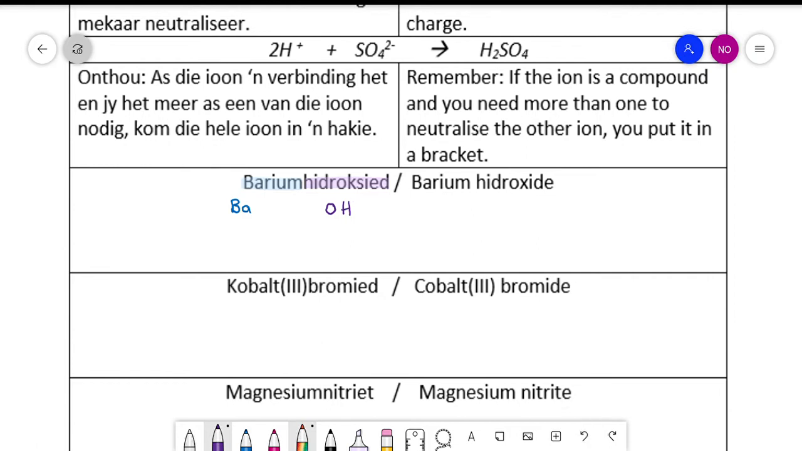Now if you're there, you have to know where to get the charges. So barium we read from the periodic table. You'll find him, his atomic number is 56. He's in group 2. In other words, he has a natural charge of +2. Hydroxide is one of the ones that you have to study from your tables of anions, and there you will find that he has a charge of -1. So that means that they will bond 1 to 2.